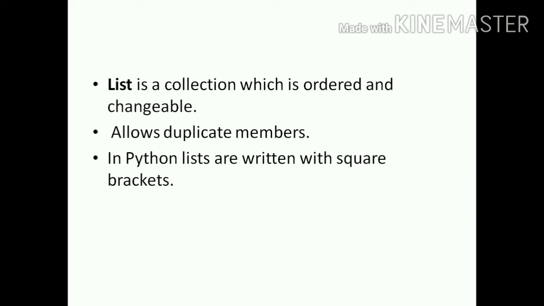Like you can change the value of any item at any time, and it allows duplicate members, and these are written within square brackets. So here is an example. In this example, list is a variable which stores multiple values. These values are of type string, but you can have values of int data type, string data type, or a mixture of any other data types you want.